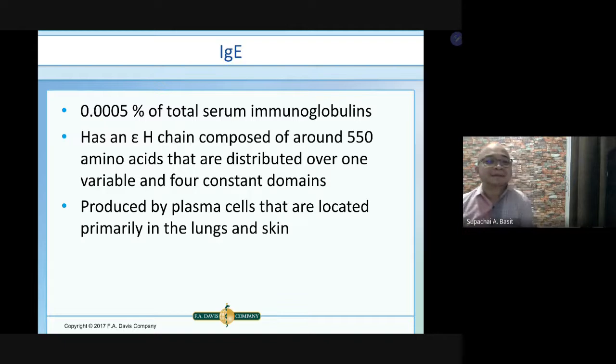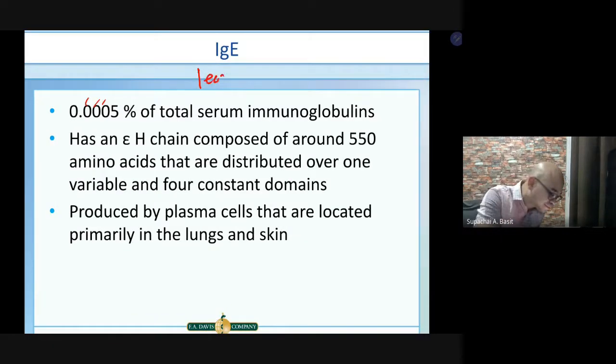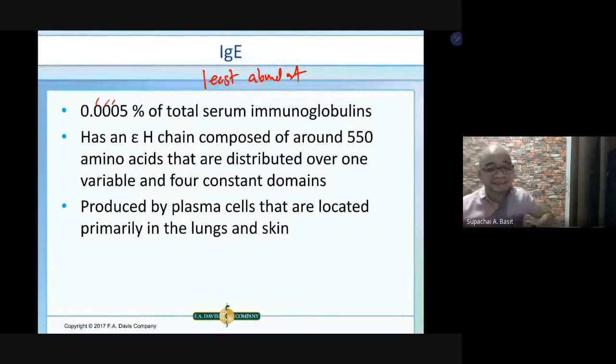Okay, and the least abundant of them all, count the zeros. We have 1, 2, 3 zeros after the decimal point. This is immunoglobulin IgE, the least abundant immunoglobulin among the 5 classes. It has an epsilon heavy chain composed of about 550 amino acids that are distributed over 1 variable and 4 constant domains. It is produced by plasma cells found in the lungs and in our skin.